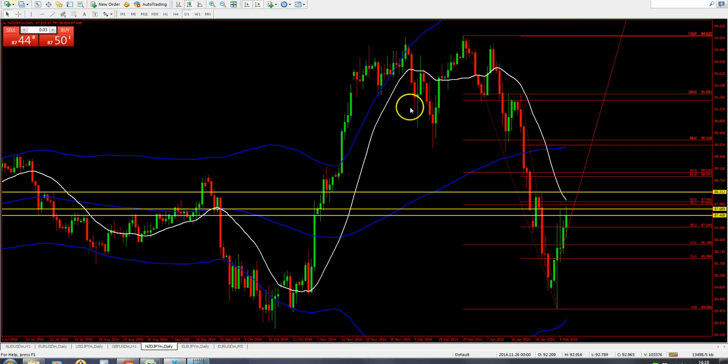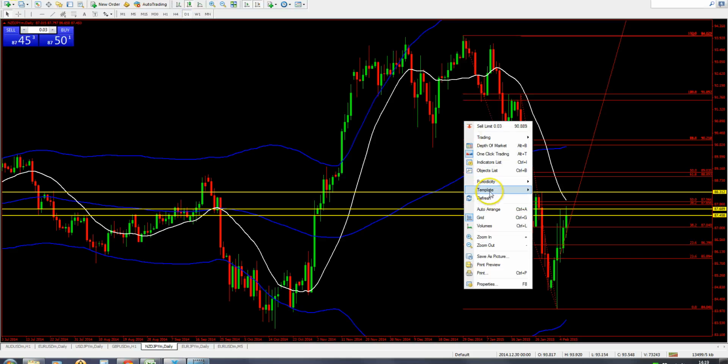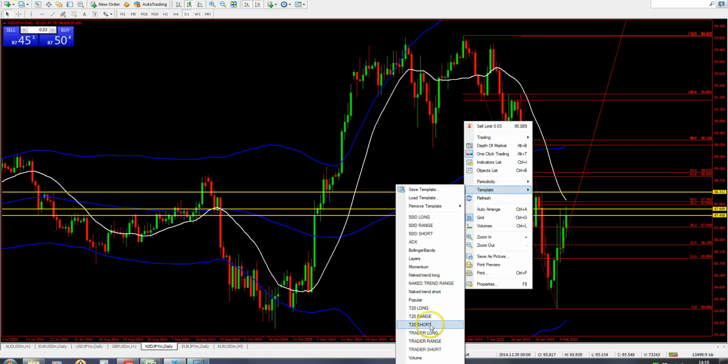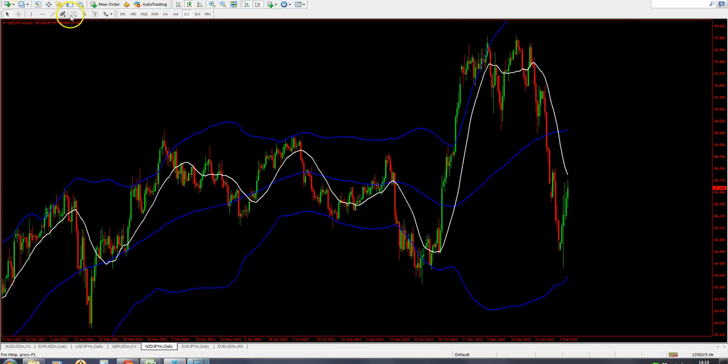So one thing I missed out on the dailies and the hourlies, just refresh that, is trend lines. So whatever trend lines come up, draw them in.